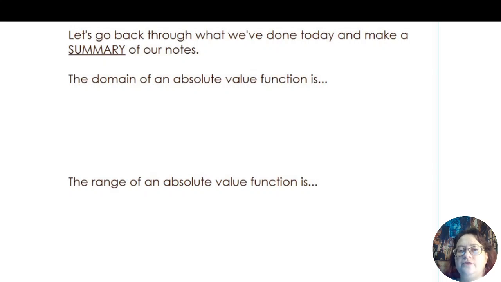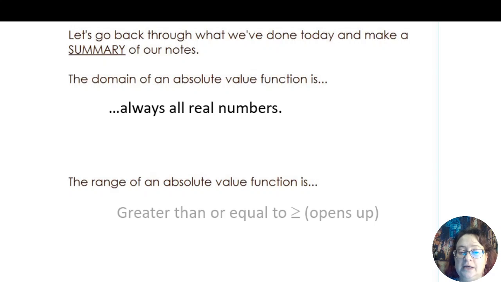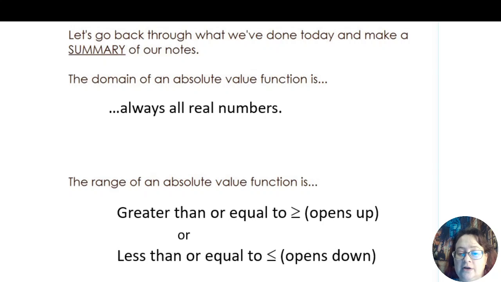So let's go back through what we've done today and make a quick summary of our notes. Our domain of an absolute value function is always all real numbers. It's going to keep going to the left, and it's going to keep going to the right. The range of an absolute value function is going to be either greater than or equal to, or less than or equal to, the y value of the vertex.